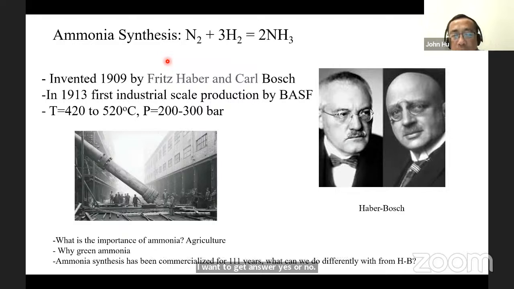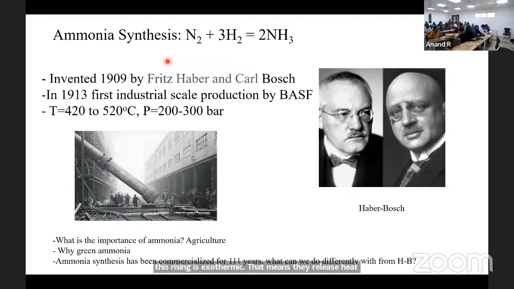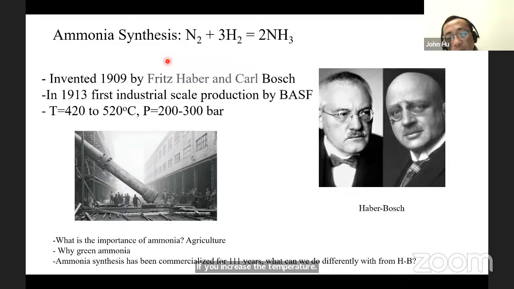Again, this reaction is exothermic. That means it releases heat. If you increase the temperature, would that help the reaction? Understand my question? Sir, could you repeat the question? Okay. The nitrogen and hydrogen reaction to make ammonia is an exothermic reaction. Exothermic means this reaction gives out a lot of heat. Thermodynamically, if you increase temperature, do you help the exothermic reaction or hurt it?